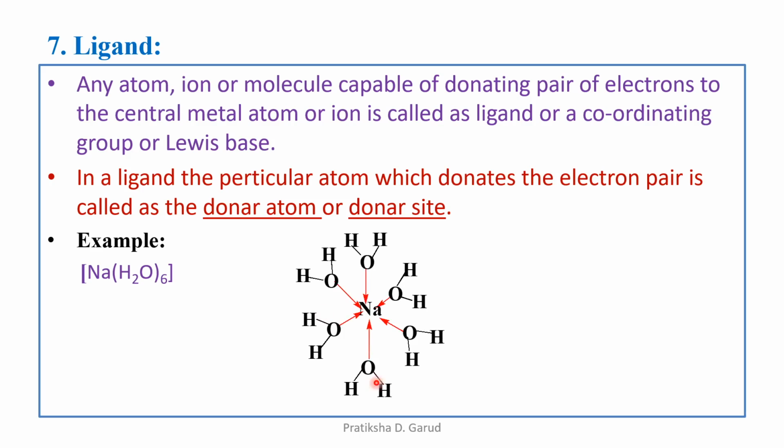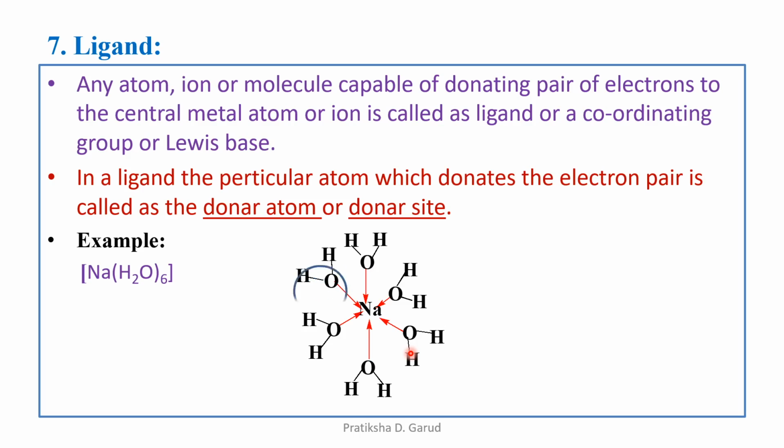At the center we have sodium, the central metal atom, and it is surrounded by the 6 coordinating groups, that means the 6 ligands. Each H2O ligand has an oxygen atom, and this oxygen atom has an extra electron pair, known as the lone pair, and that lone pair is donated by the oxygen to the sodium. That's why there is formation of the dative or coordinate bond. In this way, 6 coordinate bonds are formed between the 6 oxygens and the sodium, the central metal ion.